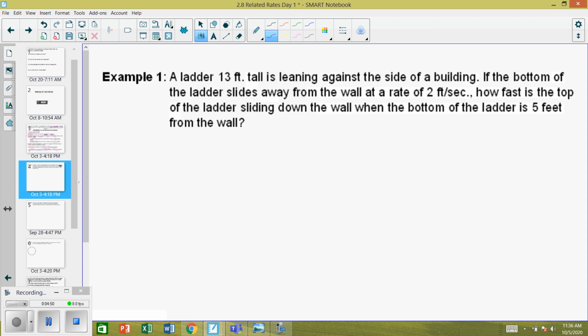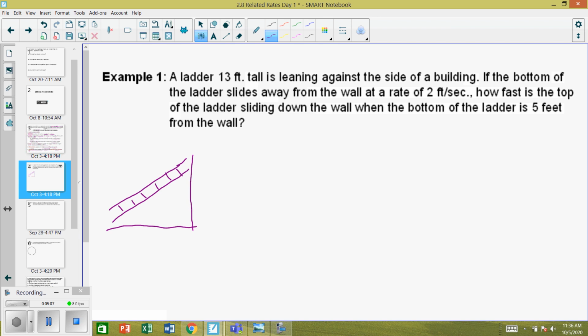There's a ladder leaning up against the wall. Picture the ladder slipping out and falling. Okay, so let's kind of draw this out. I'm going to draw my ladder here, a nice little ladder. It's leaning up against the wall, and here's the ground.